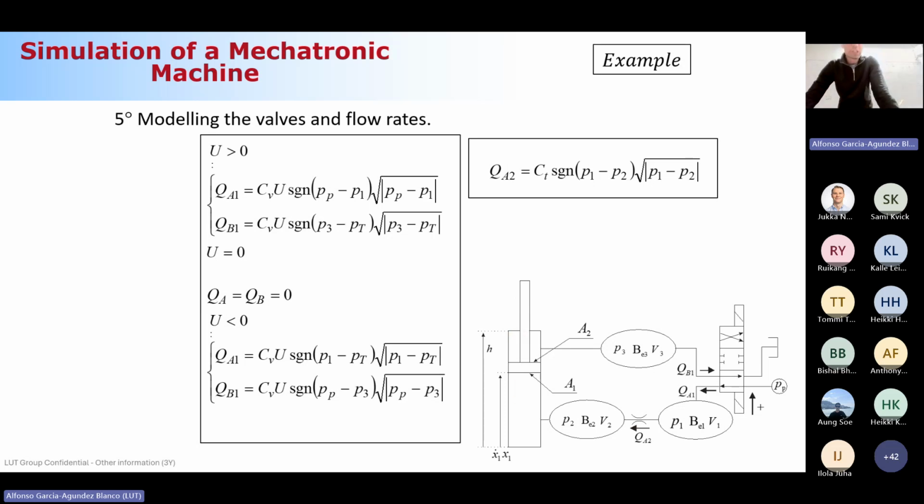Perfect. So that is why for U lower than 0, you have this equation, okay? Relating the pump with control volume 3, okay? And control volume 1 with the tank, okay? In the other configuration. Is it clear, based on the value of the input signal?